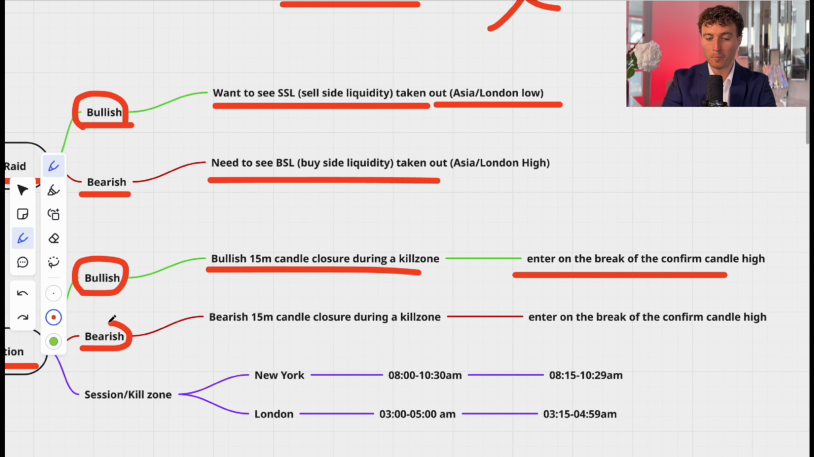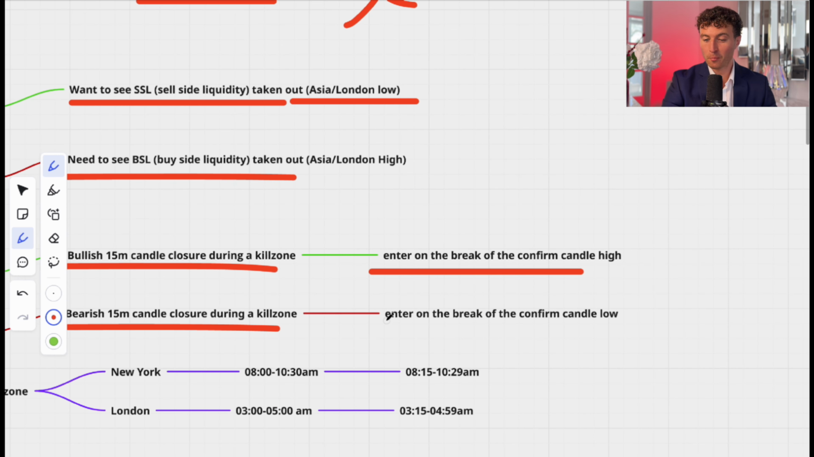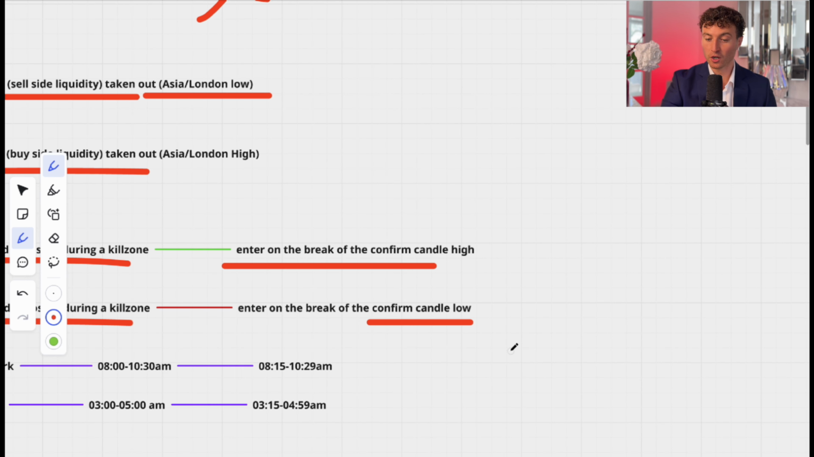Let's say that we have a bearish daily directional bias, then we need to see a bearish 15-minute candle closure during a kill zone. We can then enter on the break of this 15-minute bearish candle low. And so that would look something like this.